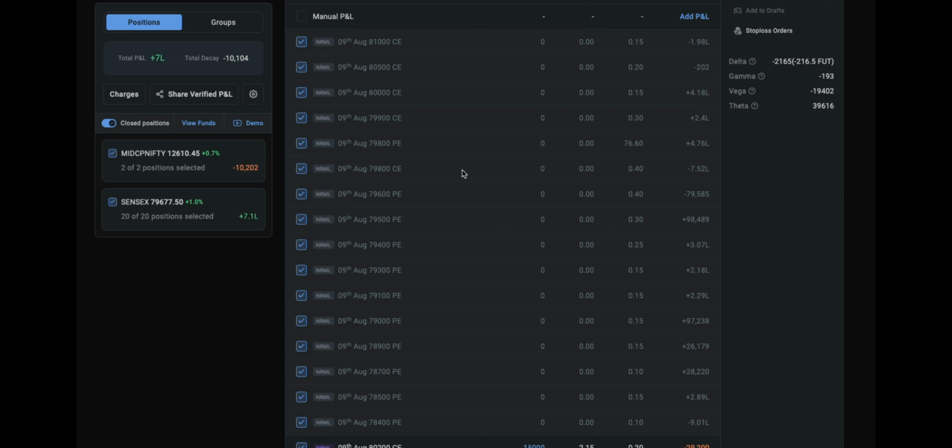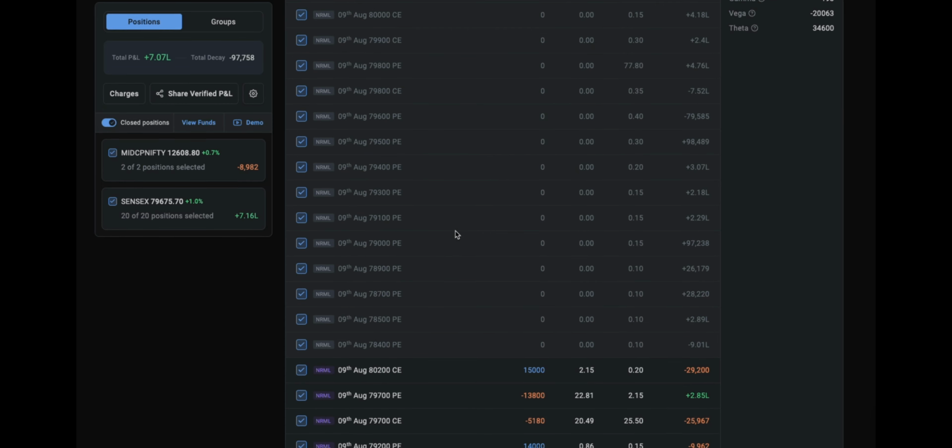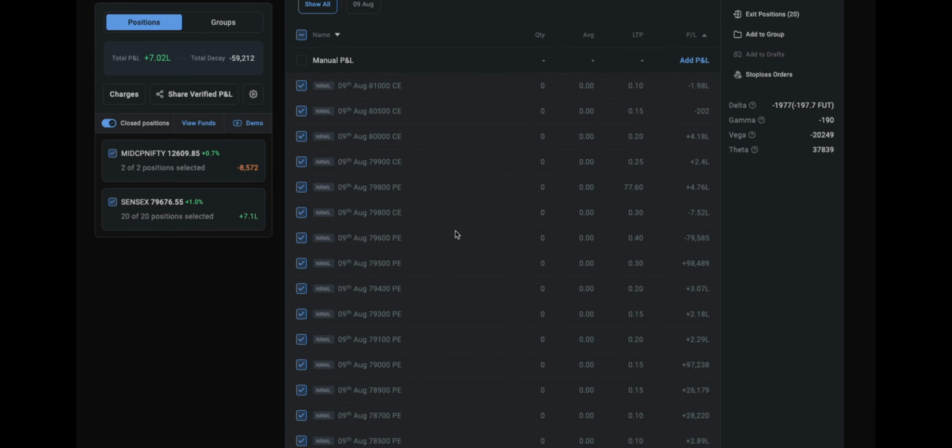After that, I started building some CE positions, some PE positions, no rocket science there. It's mostly automated. The only thing is on the PE side, I had a larger number of quantities compared to the CE side. That is the only change that I made from today's trading perspective. I think overall, it's a good day.